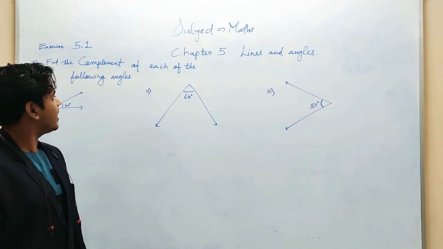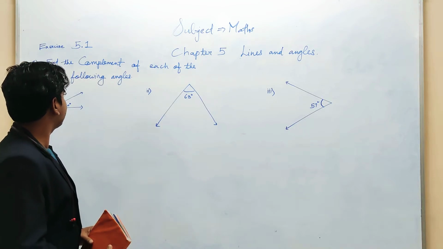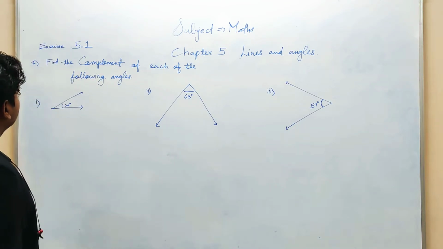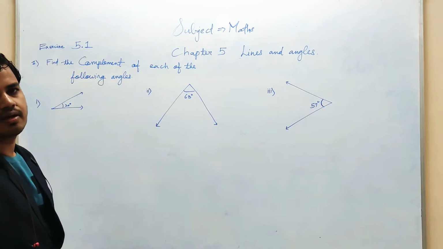In that we will see first is exercise 5.1. So let us read out the first example. Find the complement of each of the following angles.